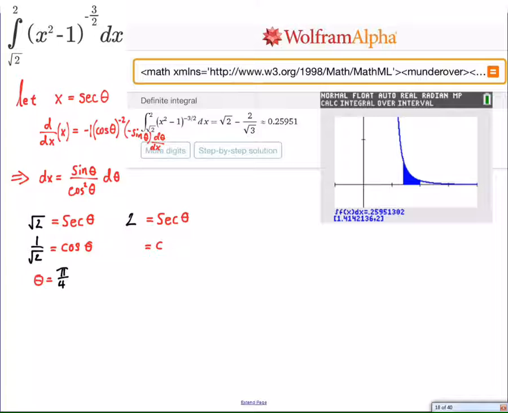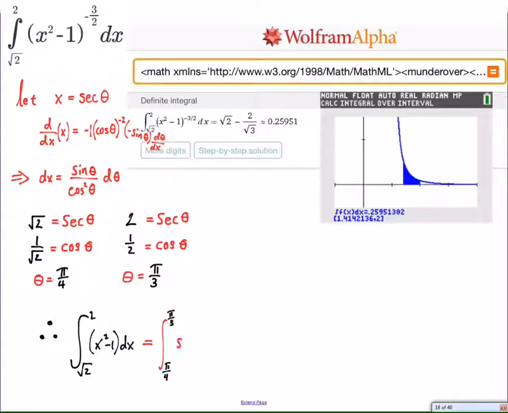So when x is the square root of 2, with my substitution, it becomes theta equals pi over 4. Same thing when x is 2. Means the cosine of theta is a half, which means pi over 3 was my angle. And so now, with all of this in place, my x is equal to the secant of theta, my boundaries have been changed, so I change the x squared minus 1 into the secant squared theta minus 1, and that's going to be to the negative 3 halves. Looks like I forgot to write that over here.